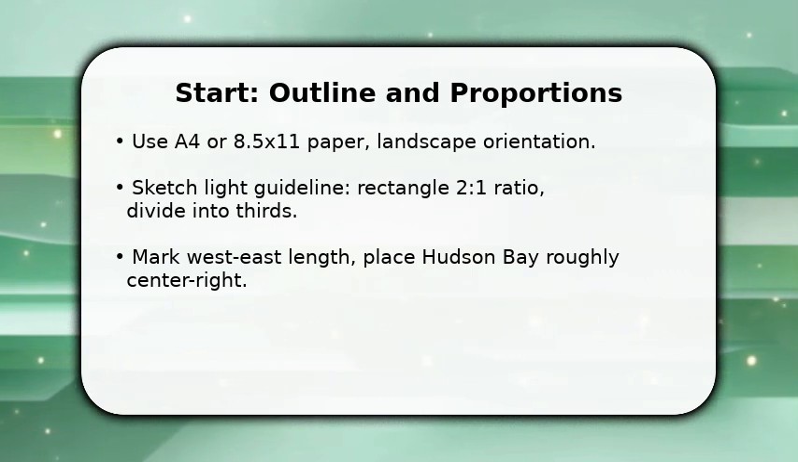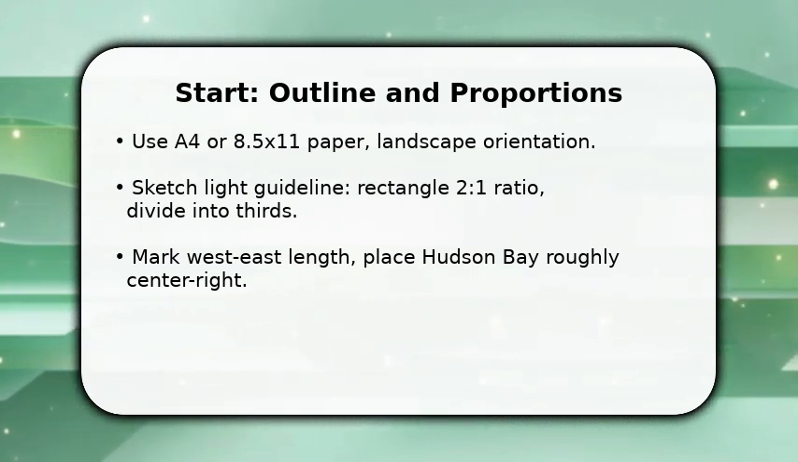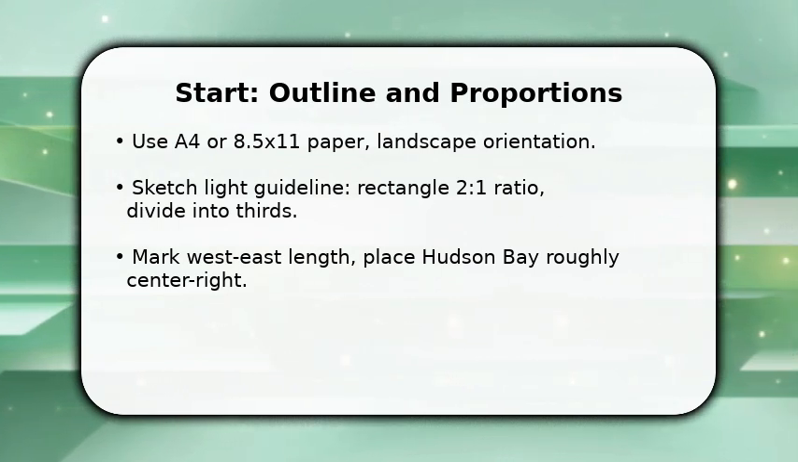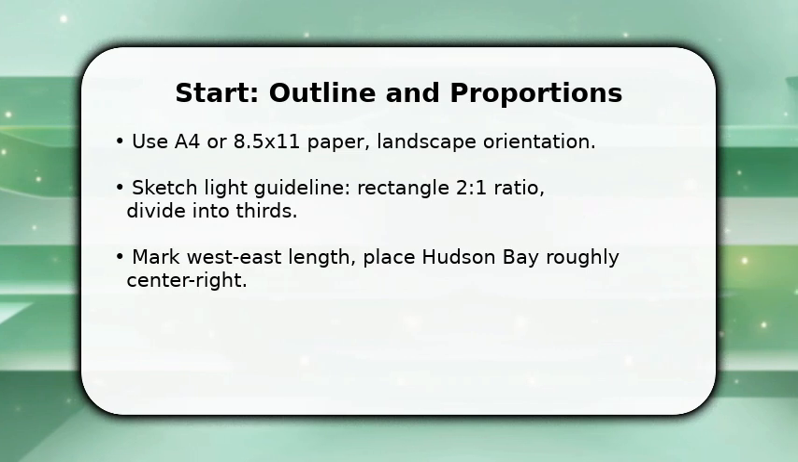Lightly mark Hudson Bay in the center right and the Yukon and Alaska border at the left edge. These anchors prevent distortion. Make sure to keep lines faint so you can refine edges later.